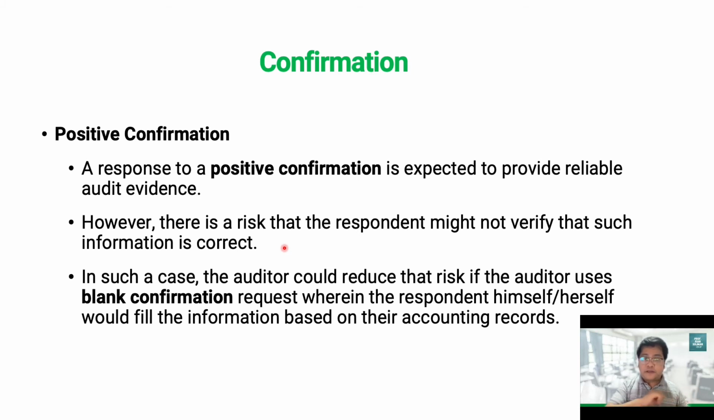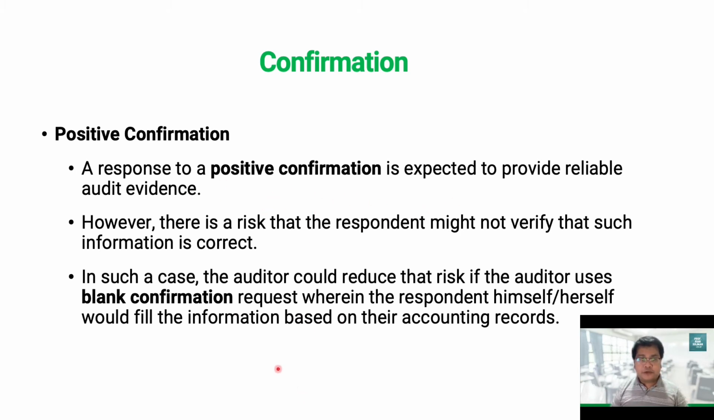So that is why one solution to that disadvantage of a positive confirmation is for the auditor to use a blank confirmation. The auditor would reduce the risk that the information might not be verified by the third party if the auditor uses a blank confirmation. So instead of indicating the amount there, for example 1,250,000 in the previous example, you will omit that amount entirely. It will be blank. So it will be the customer who would fill in the information based on their accounting records. That type of confirmation, a blank confirmation, would be considered more reliable compared to the regular positive confirmation.